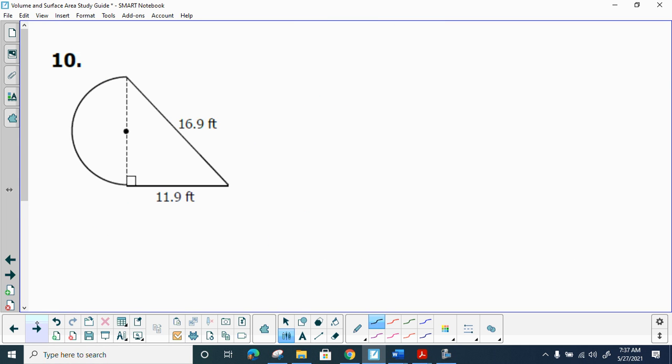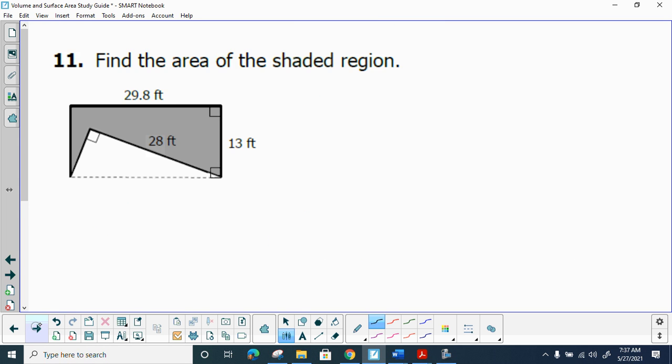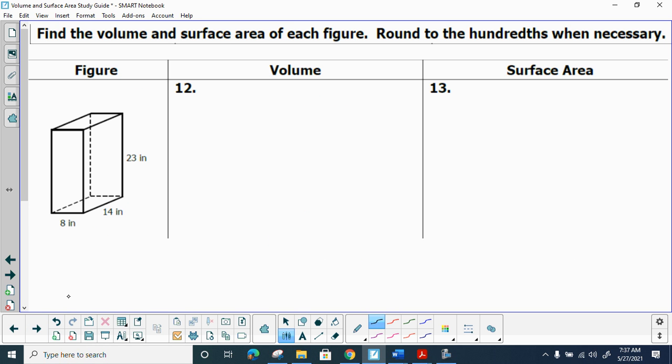All right, we're going to skip number 10 for now and number 11. We're going to go to number 12. Now we're talking about volume for a few minutes. Volume is the space inside. All right, so if you had little cubes that were each a cubic inch, so an inch on each side of the cube, each edge is an inch long, how many of those cubes would fit in this box?